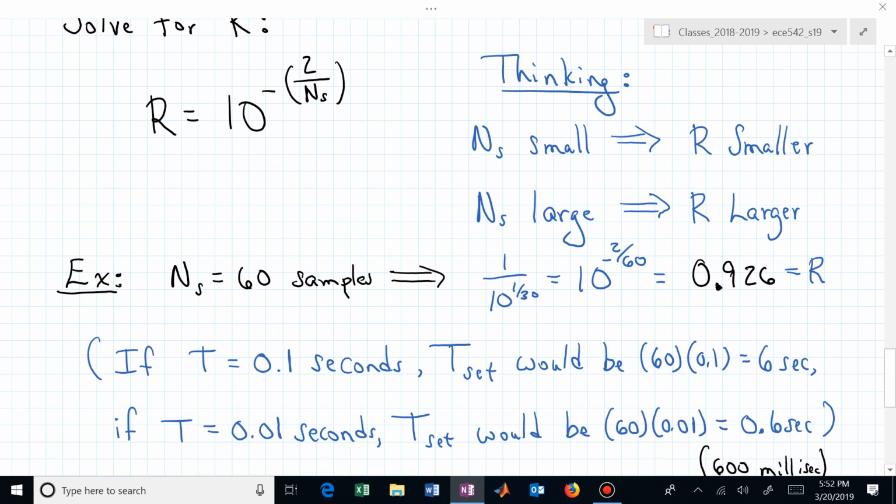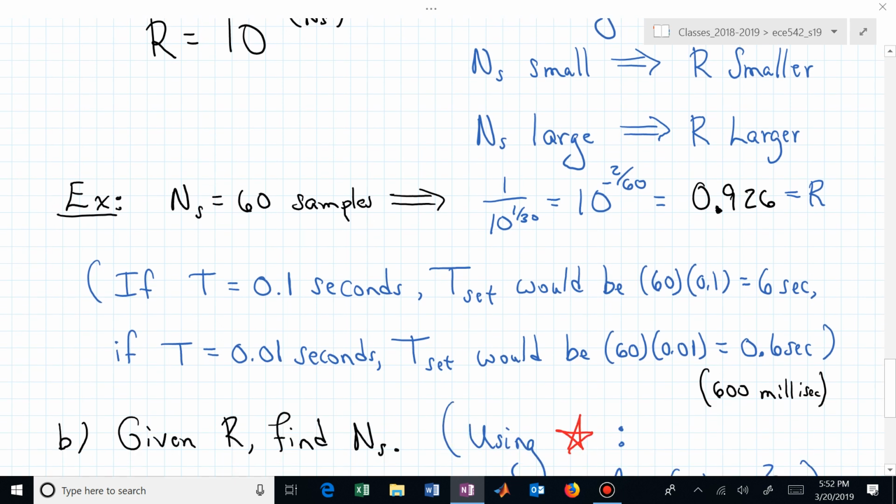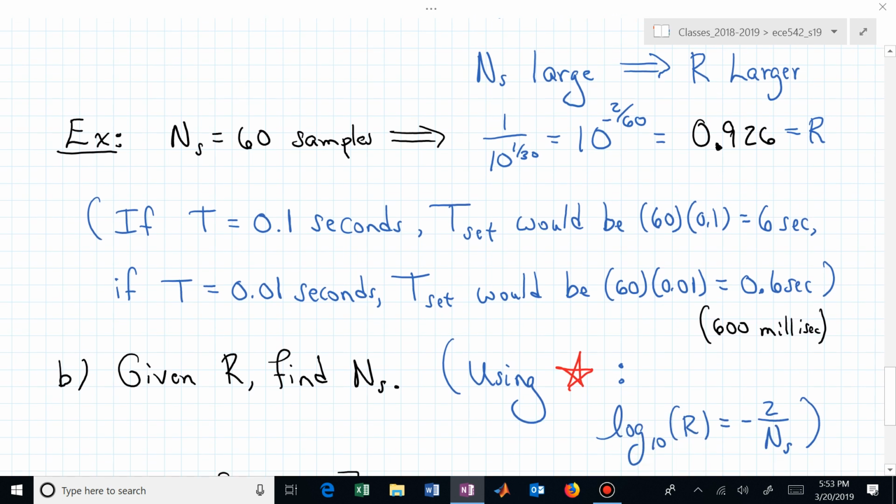Now r is 0.926, and that's not too much inside 1, but that tells us that even if our pole is at 0.926, what that corresponds to in absolute settling time depends on capital T, our sample period. Our pole may be stuck at 0.926, but depending on what capital T is, that may correspond to a 6-second settling time or a 0.6-second settling time, even though our pole is still at 0.926. Is that a little bit clearer?